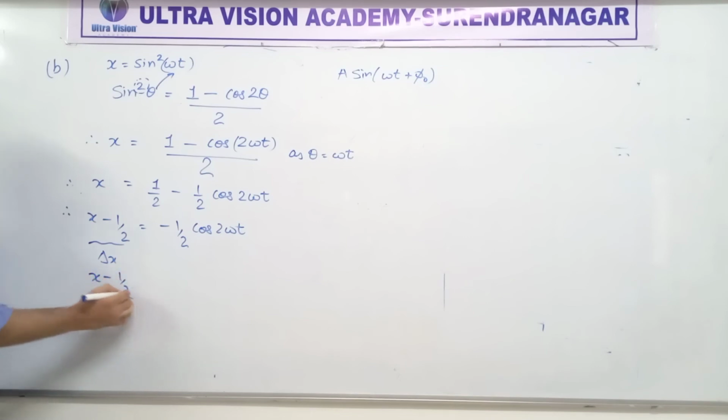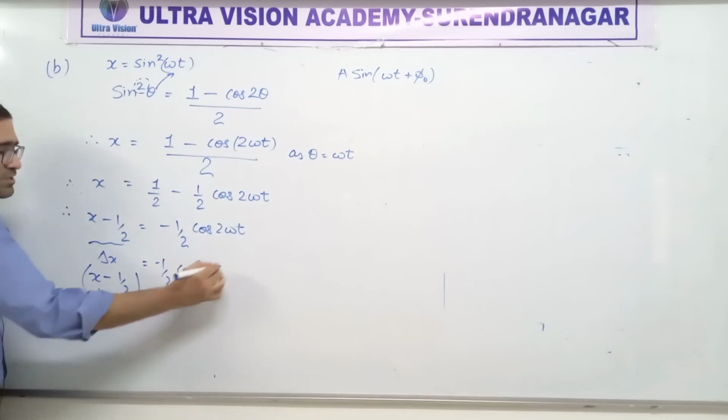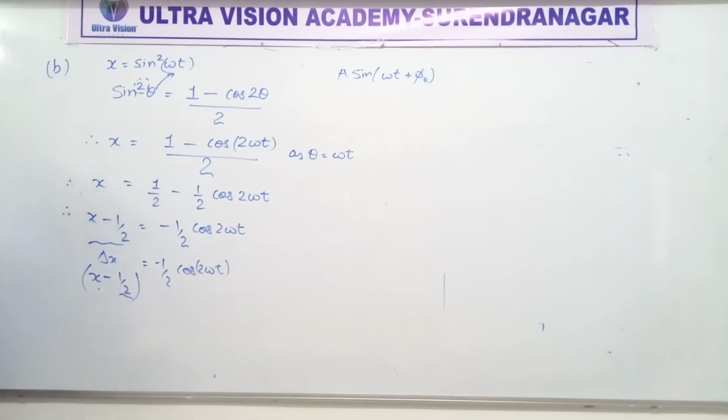So this equation now, if you compare this with delta x, writing this as delta x, so this is your mean position, right? So now delta x, or the displacement, is of this form. Okay, it is of this form. So now we have got sine and cos. Yes, correct.